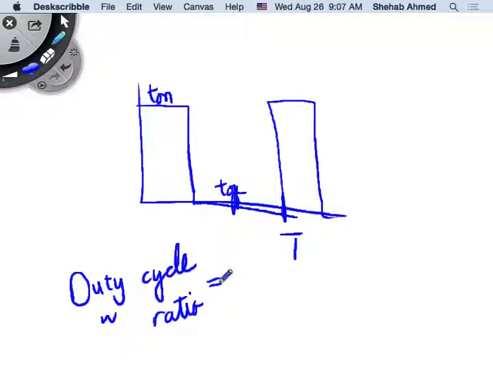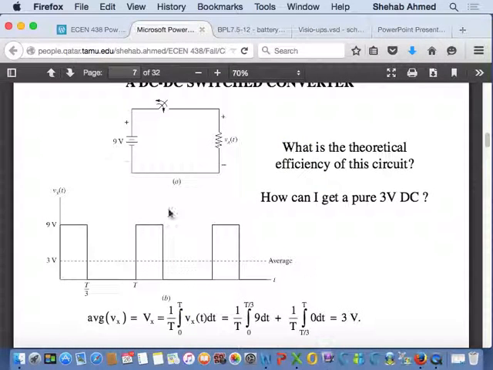And it's typically given as a percentage, right? Or it's given as a tenth, as a part of one, basically as a ratio from one. So we said that the on duty cycle is T on over TS, which is the switching period, or the off duty cycle is T off over TS, right? So the terminology is important.